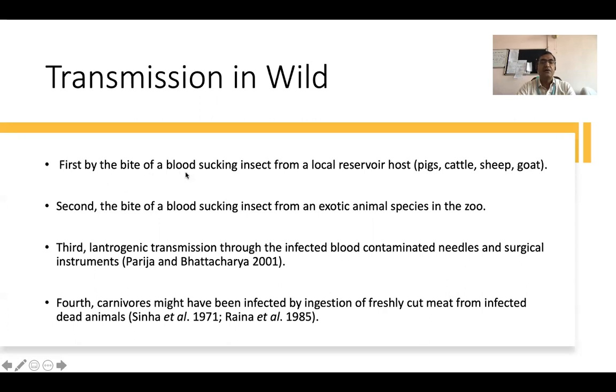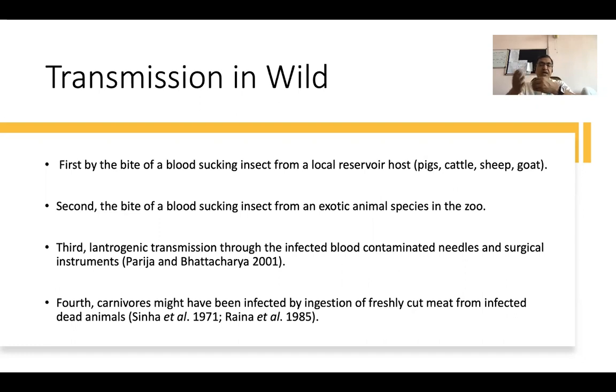These are the first bite of the sucking insect, how the transmission happens. Now, as we know, in domestic animals, this trypanosoma is transmitted by the fly. But in wild conditions, there are four methods through which one animal can be infected from another. The first, the same process, is by the bite of a sucking insect from a reservoir, like the pig, the cattle, the sheep, and the goat. Therefore, in the first introductory class, I talked about the interactions of the human being, the wild animals, and the domestic animals at the vicinity or extremity of the forest, where the villagers and their animals come in contact with the forest area.